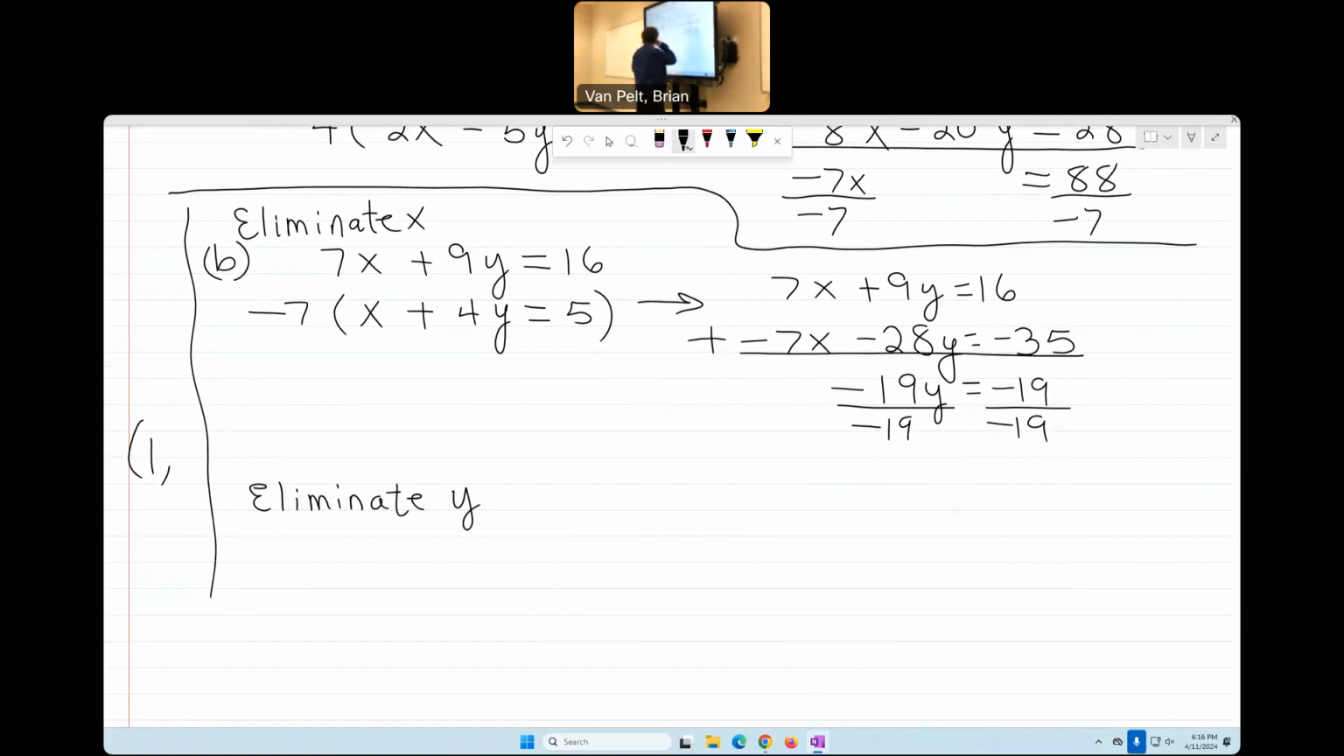I'll write these again. 7x plus 9y equals 16. x plus 4y equals 5. Now we're going to wipe out the y's. What can we multiply by each of these equations? 4 on the top, -9 on the bottom. They have the same signs, one's got negative, so it'll be -9 in the bottom.